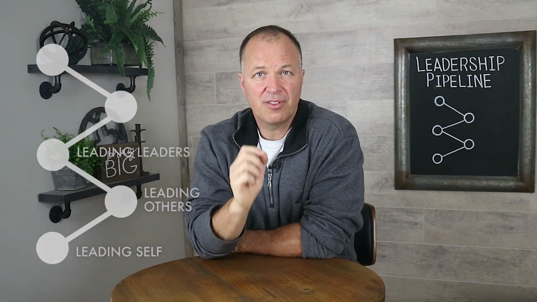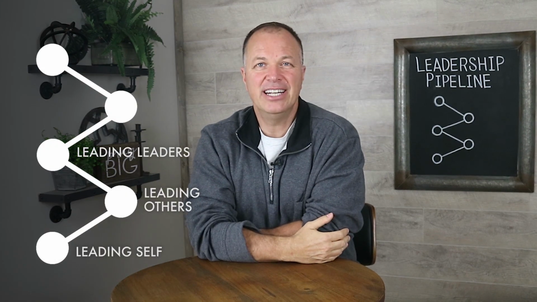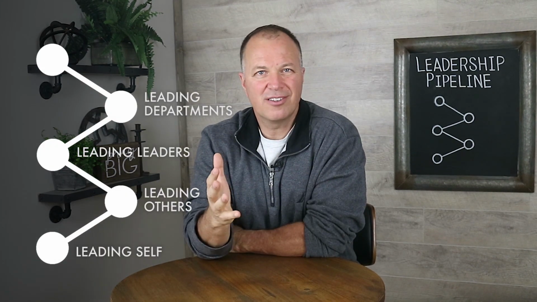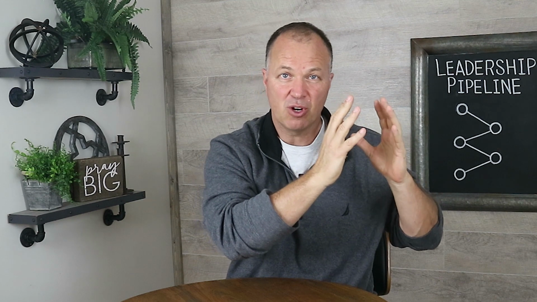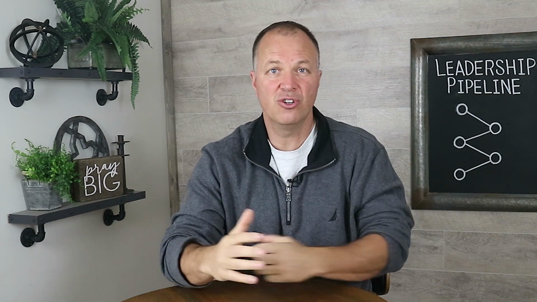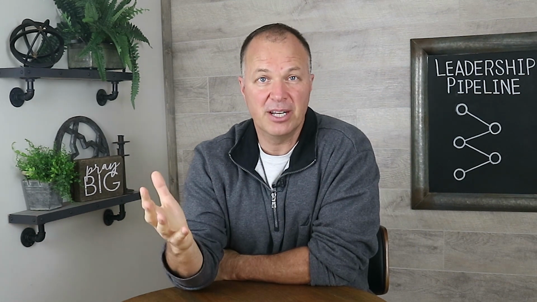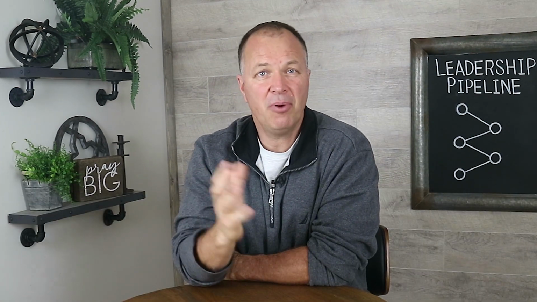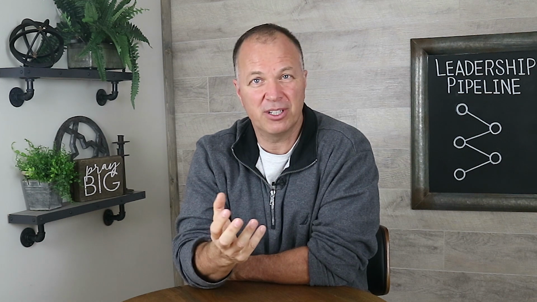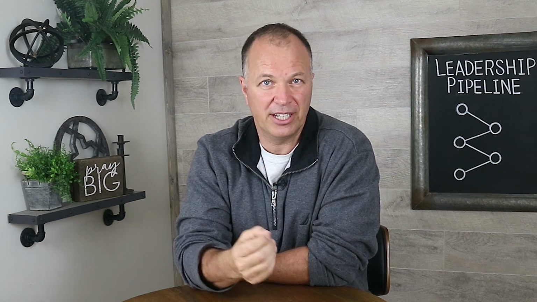Now, the fourth level of the leadership pipeline is leading departments. Most organizations divide themselves up into various departments. So for example, in a church, there's a small groups ministry, a children's ministry, student ministry, worship ministry, or outreach ministry. So the leaders at this level might be group director, student director, worship director, for example. Now, in an organization, this would be like a department leader, like a sales department leader, communications department leader.